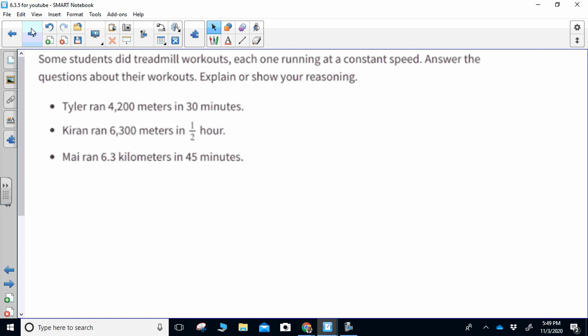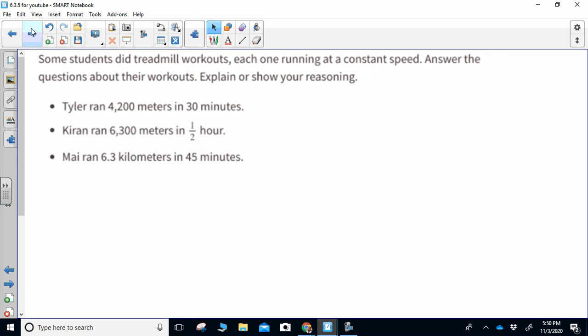All right, so here we have three kids. We have Tyler, we have Kieran, and we have Maya, and they all are running. And so it says some students did some treadmill workouts. Each one's running at a constant speed. Answer the questions about their workouts. So Tyler ran for 4,200 meters in 30 minutes. Kieran ran 6,300 meters in a half an hour, and Maya ran 6.3 kilometers in 45 minutes.